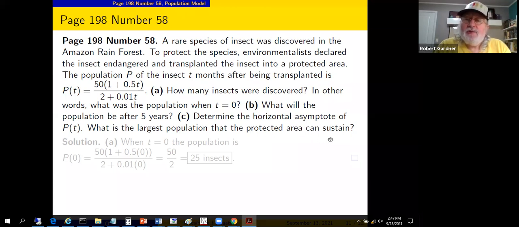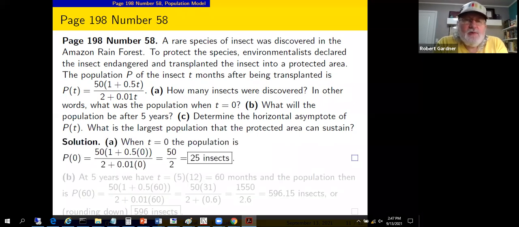The horizontal asymptote will be the largest value that P of T could reach, and it would only asymptotically approach that. But in part A, they want to know what you get when you plug in 0 months, when this transplanting of insects from one place to another occurred. We'll plug 0 in for T, which gives us a 0 here and here, here and here.